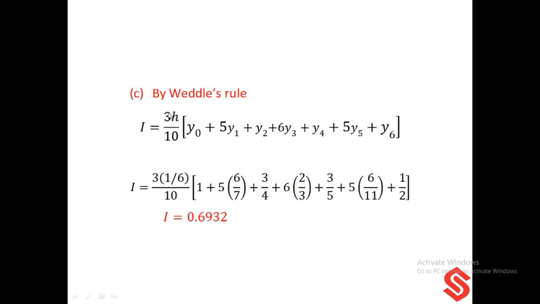Next C, by Weddle's rule. First let us write the formula: I is equal to 3h by 10 into (y0 plus 5y1 plus y2 plus 6y3 plus y4 plus 5y5 plus y6). So we substitute the value of h and values of y0, y1, y2, y3, y4, y5, y6 from the table and simplify, we get I is equal to 0.6932.